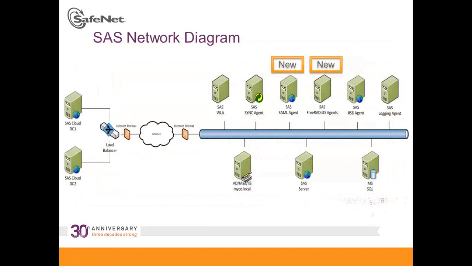If we take a look at our network diagram that we've been building throughout this series, we will see now we have our last two components that have been added to the network diagram. We can see our new SAML agent server is being added to the diagram, and we have a FreeRADIUS server that's also being added to this diagram.